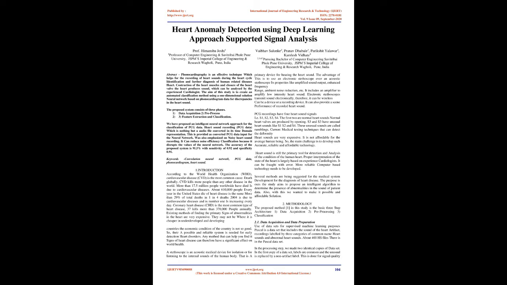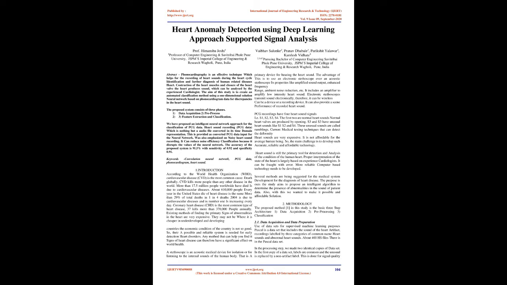We have proposed an intelligent neural network approach for the classification of PCG data. Heart sound recording, PCG data, which is nothing but an audio file, is converted into its time domain representation. This is provided as converted PCG data input for the neural network. Emphasis was also placed on noisy heart sound recordings. Noise can reduce classification efficiency because it disrupts the values of the neural network. The accuracy of the proposed system is 91.5% with a sensitivity of 0.92 and specificity of 0.91. Keywords: convolution neural network, PCG data, phonocardiogram, heart sound.